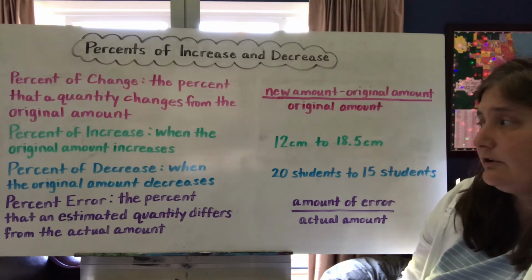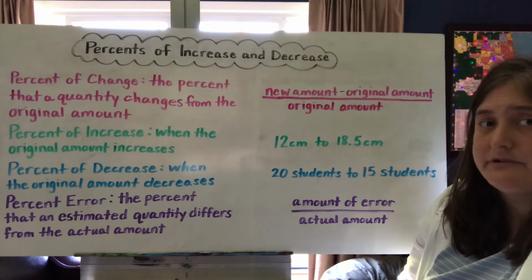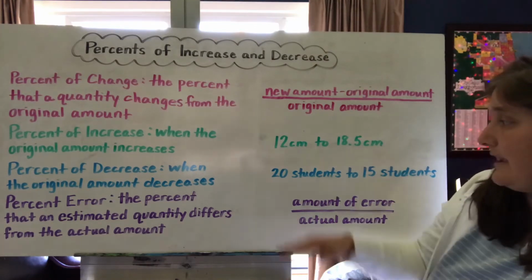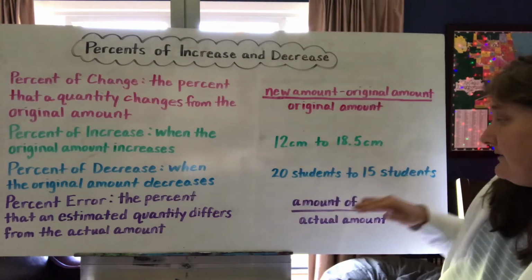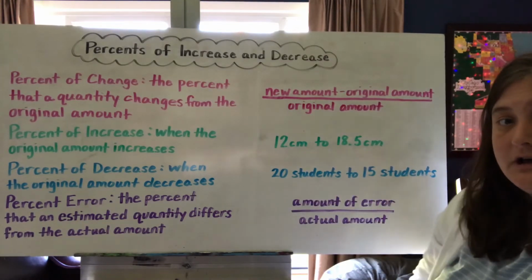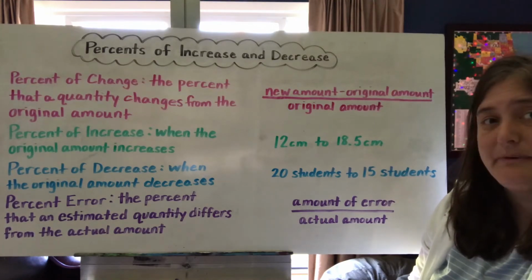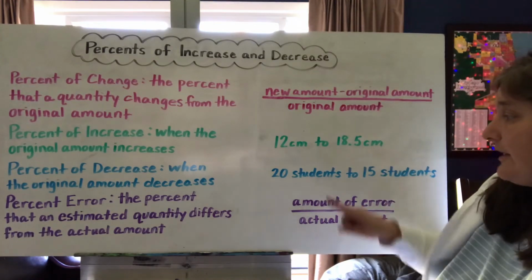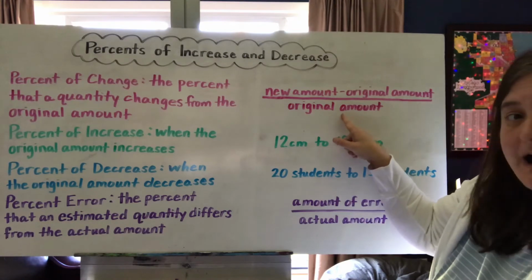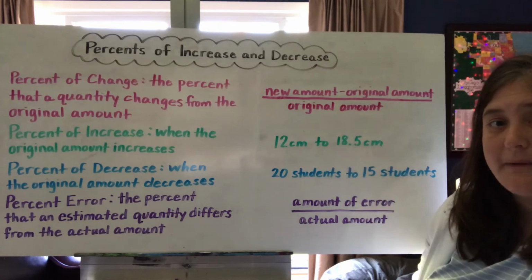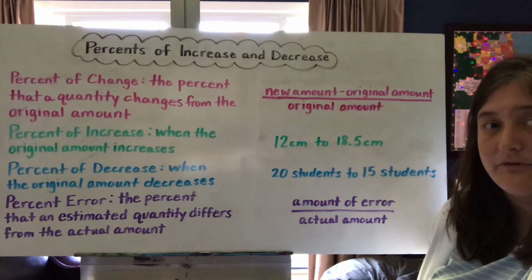A percent of decrease is when an original amount decreases. So one day I have 20 students in class, the next day I have 15 students. So maybe some got sick, maybe they're absent for different reasons, but this is a decrease. If I use my formula to figure out the percent of decrease, my answer should turn out negative because the percent has decreased.